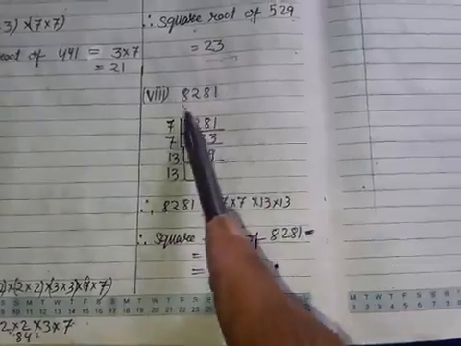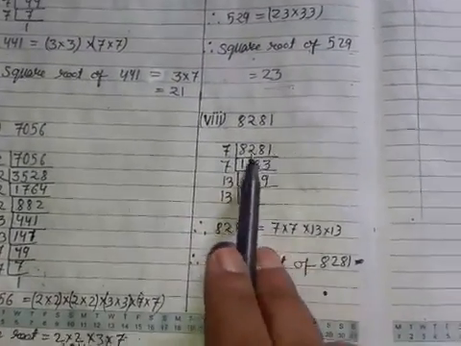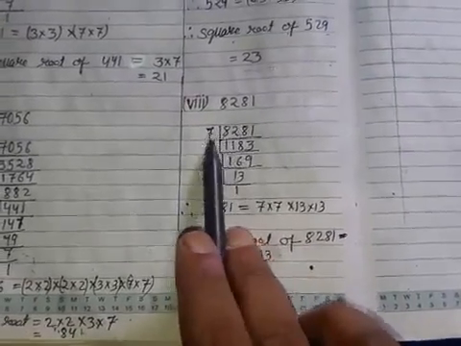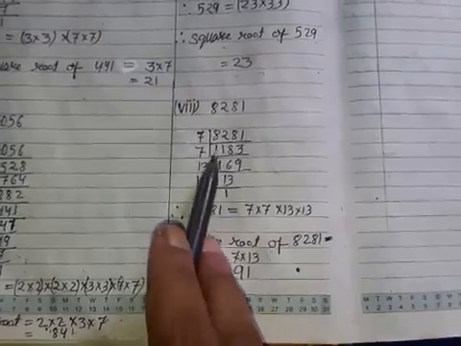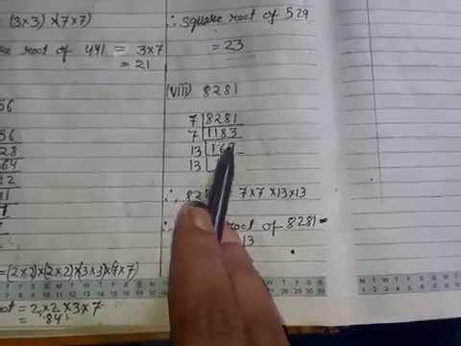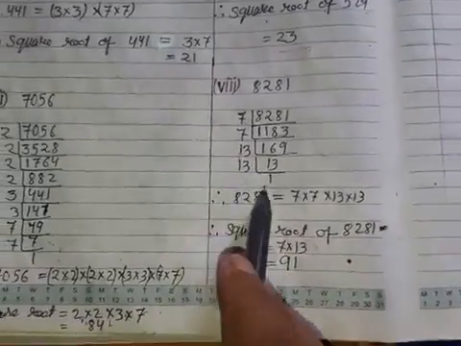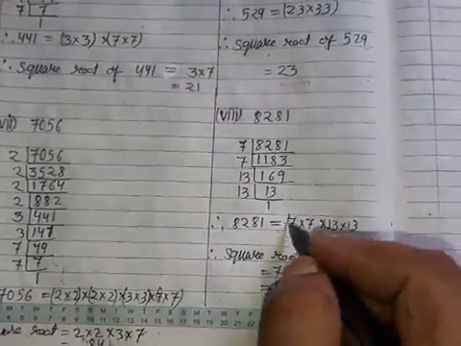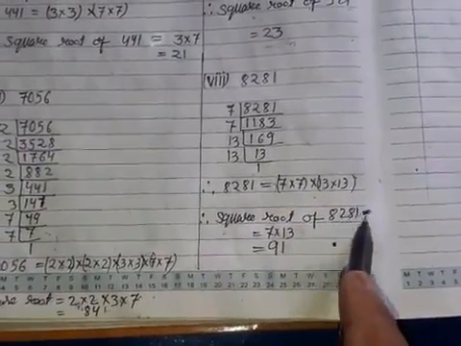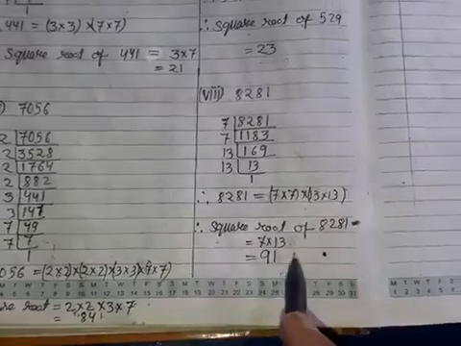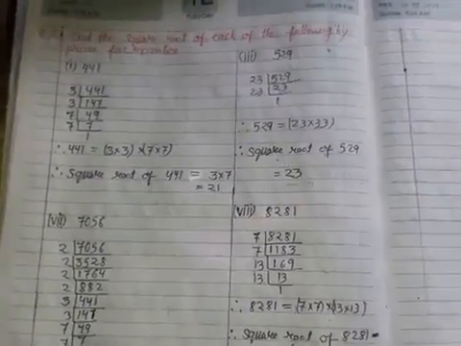In question number 8, 8281, we divide it by 7 because it is not divisible by 2, 3 and 5. After division we get 169, and 169 is the square of 13. So we get a pair of 7 and a pair of 13. So the square root of 8281 is 7 into 13, that is 91. You can do the other questions, the remaining questions are similar to this.